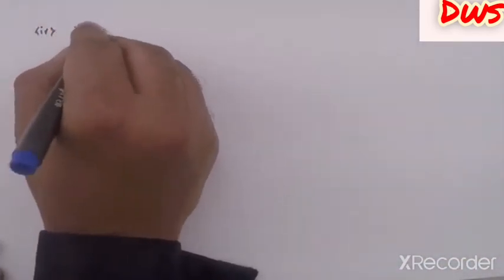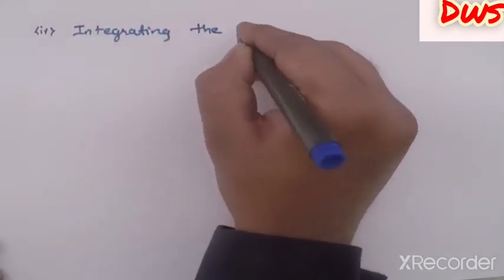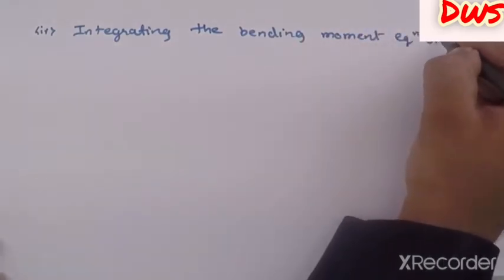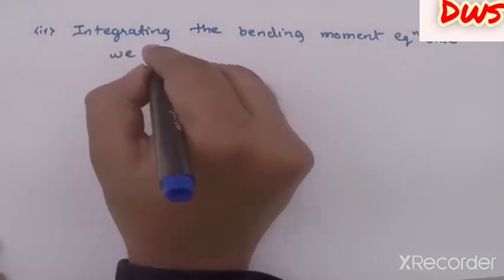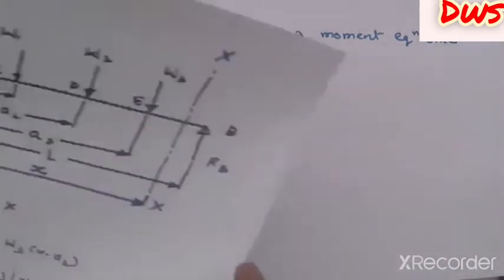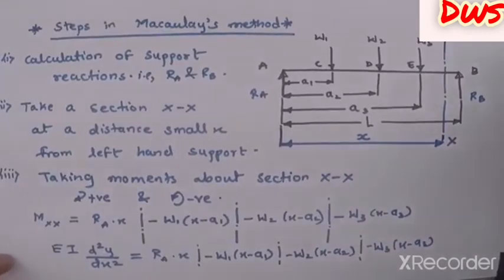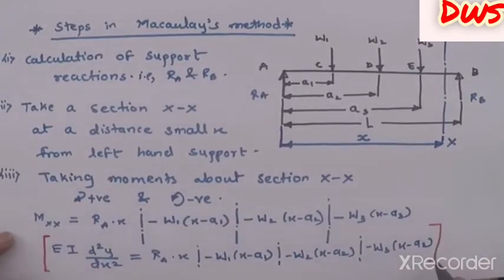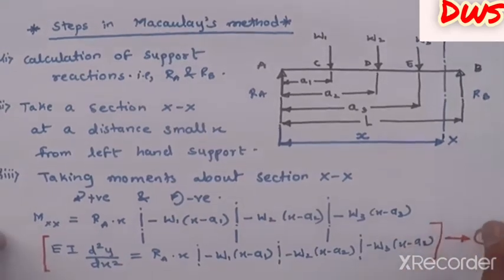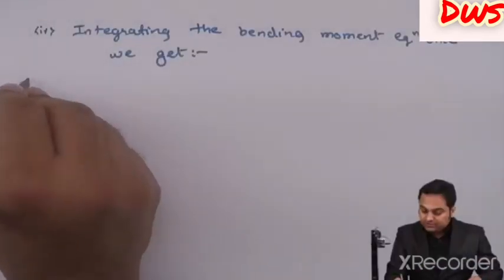Now in the fourth step, integrating the bending moment equation once we get it. So now integrating the bending moment equation, we have here the bending moment equation. I'll call this equation 1. Now integrating this, on the left hand side I have EI, it is a constant, I'll keep it as it is.